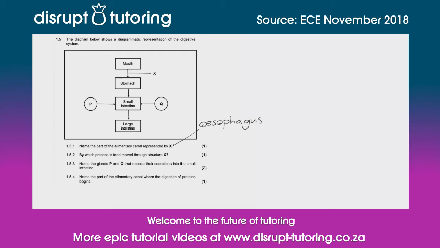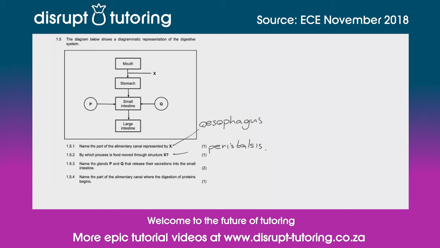By which process is food moved through structure X? Well, we know the structure X is now the esophagus, and the food moves from the mouth through the esophagus to the stomach via a process known as peristalsis.